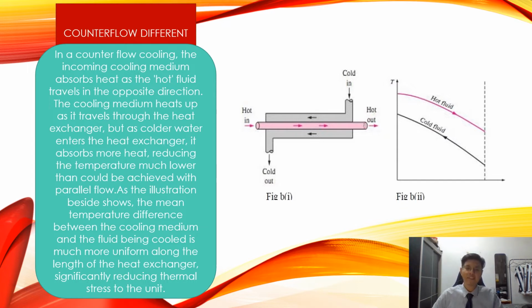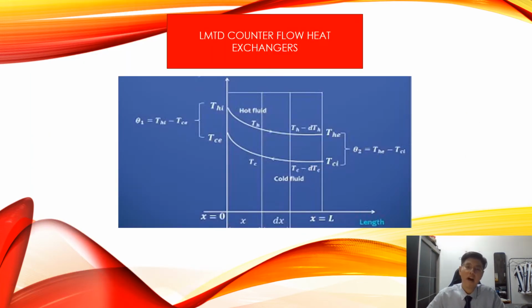This would be a shift compared with parallel flow. As the illustration beside shows, the temperature difference between the cooling medium and the fluid being cooled is much more uniform along the length of the heat exchanger, which significantly reduces thermal stress on the unit. Now, I want to show the formula of LMTD for the counterflow heat exchanger in the picture.